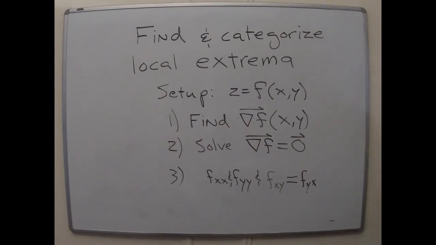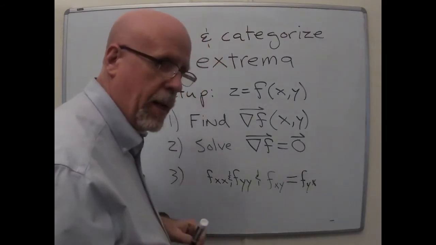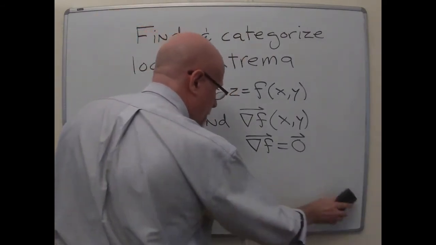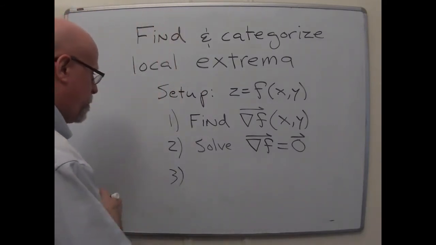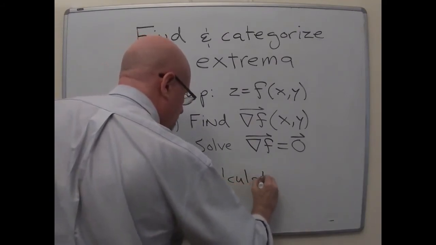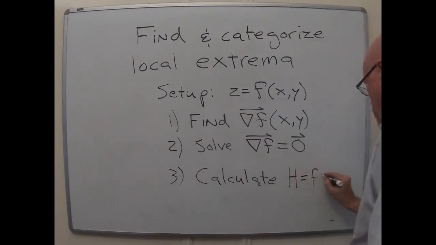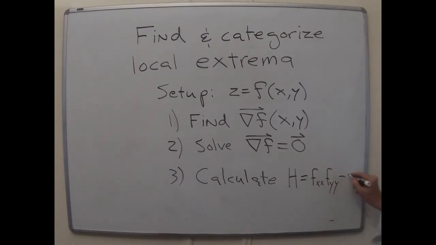Now, it turns out there's a way to combine these things together to get a number that works just like the second derivative test did in Calc 2. But that requires a slight explanation. So for right now, I'm just going to tell you that thing, and then I'll give you the explanation in a second. You calculate this number, they call it h. It's the product of f sub x x and f sub y y minus the square of f sub x y.